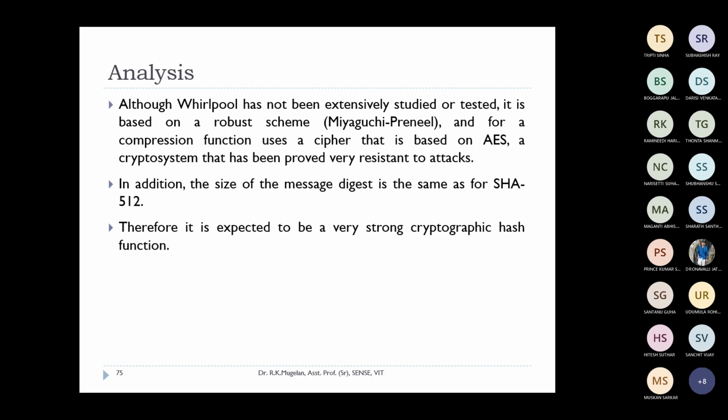So if you conclude this analysis of the Whirlpool cipher, compared to SHA and MD5, it is somewhat less computationally complex, though generally it is also a complex technique. But compared to MD5 and SHA-512, this AES-based Whirlpool cipher is somewhat less computationally complex, yet it is resistant to many attacks. And because it also produces a 512-bit message digest, same as SHA-512, it is considered one of the strong cryptographic hash functions.